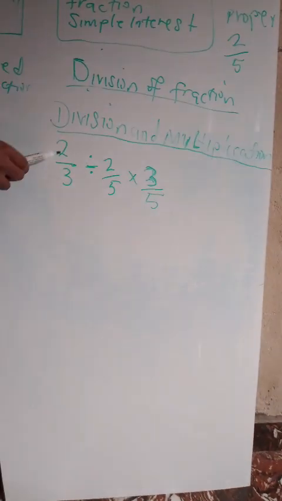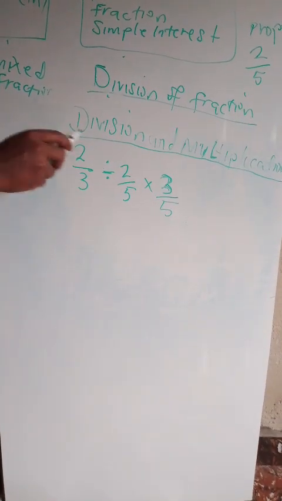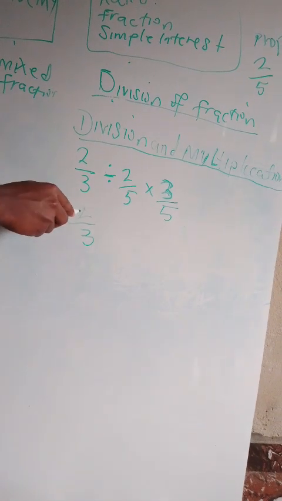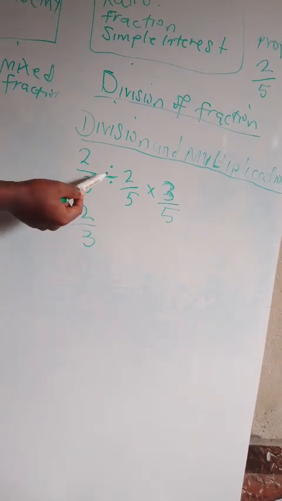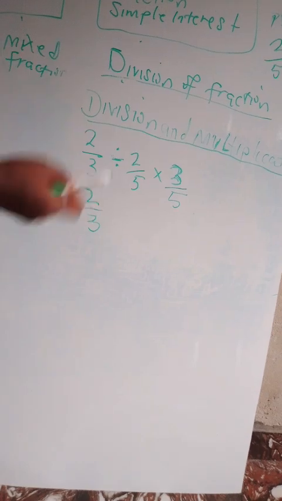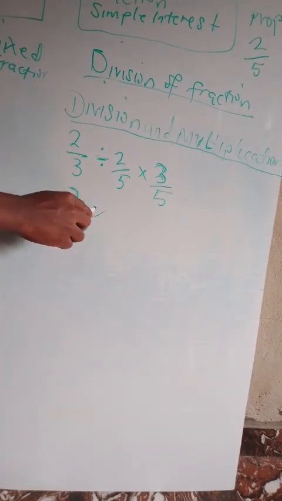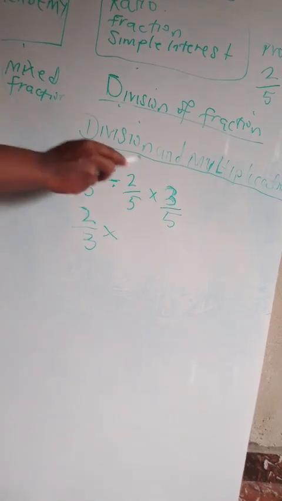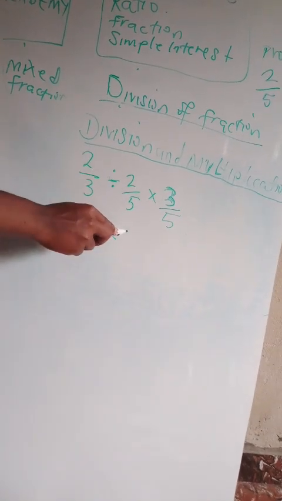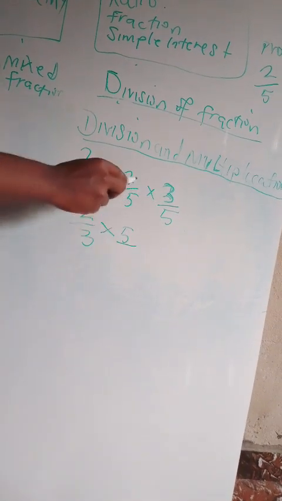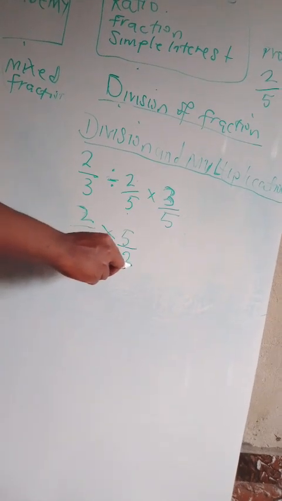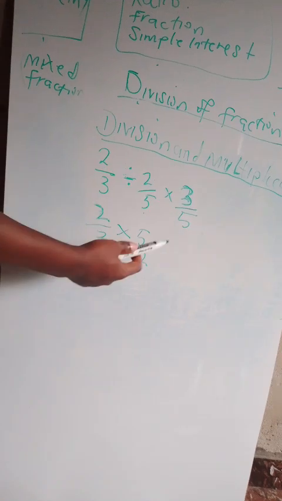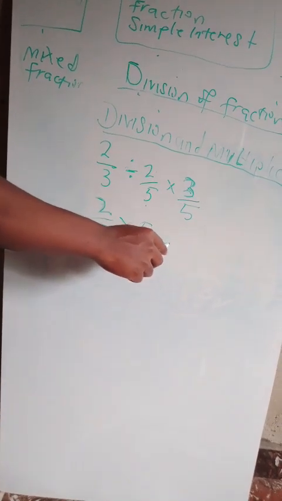So first thing to do is to write this number here, the fraction 2 over 3. And whenever you see a divide in any mathematics, just turn it to times. And then the fraction next to this divide, you also turn it upside down. So 5 will come up and 2 will go down. But in this case now, you can see that what is here is not divide. So we are not changing, we just bring the times. It's only divide that will change.